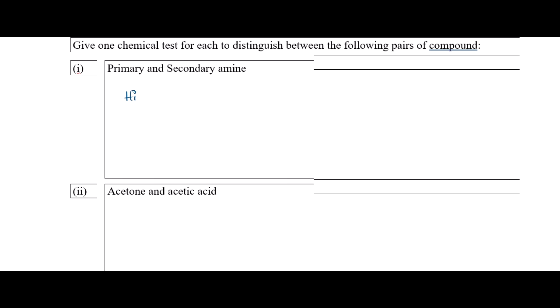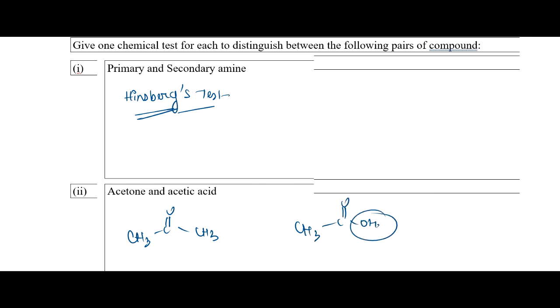Okay, next question: distinguish between primary and secondary amine. This one we all know, the Hinsberg test. Follow my nitrogen compounds video, where it is explained, so we can do that by Hinsberg's test. Next we have acetone and acetic acid. CH3COCH3 is acetone, CH3CO2H is acetic acid. It's very easy: where we have an acid, by adding sodium bicarbonate we get effervescence, whereas we can't get that with acetone. So by this reaction we can distinguish.